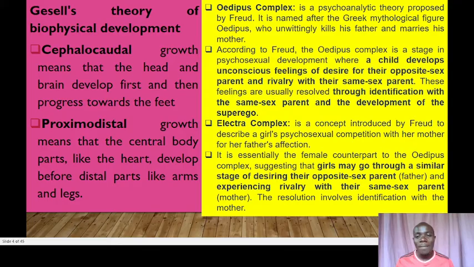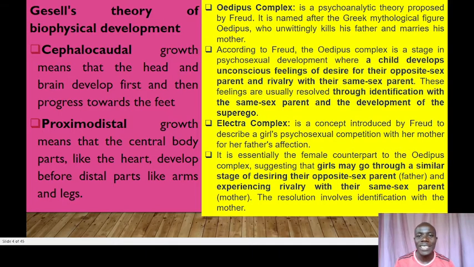On the other hand, we have Sigmund Freud, who came up with two complexes: the Oedipus complex and the Electra complex. Sigmund, of course, was a Greek philosopher, and he came up with this concept. The Oedipus complex is more associated with the boys, and the Electra complex with the girls. In the Oedipus complex, a child develops an unconscious feeling of desire for the opposite sex parent. They start rivaling with the father for the attention of the mother.